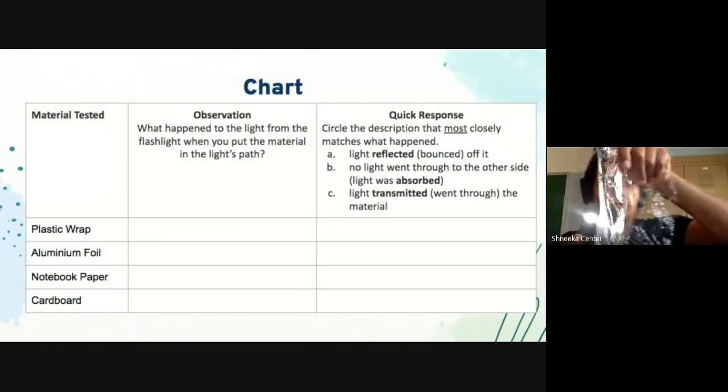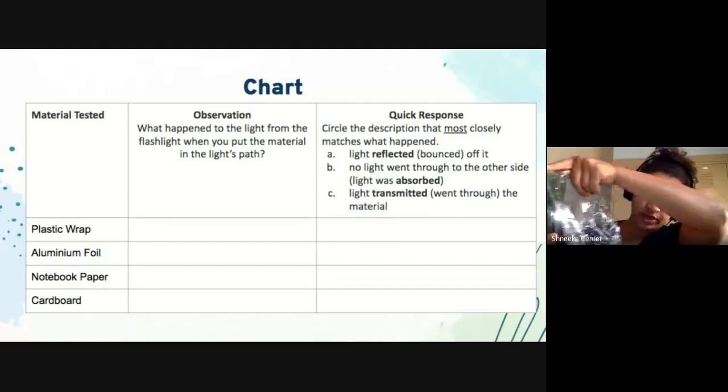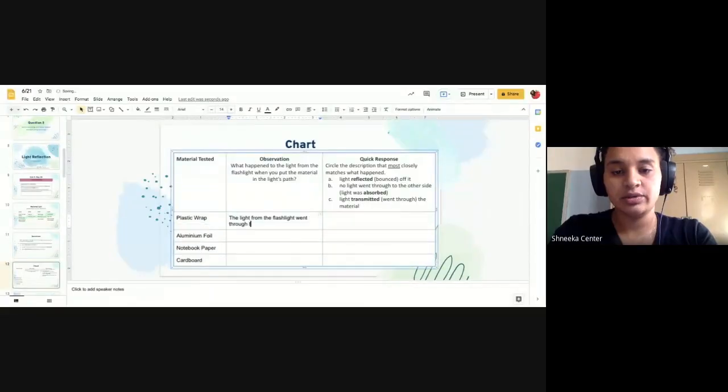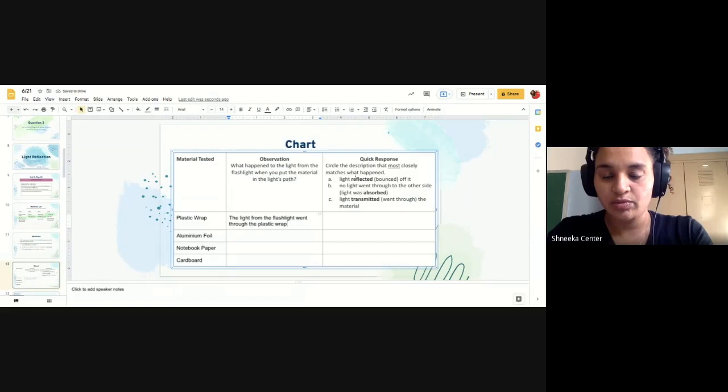So looking here, it looks like the light is going through because I can see it on the other side. So my observation, what happens to the light from the flashlight when you put the material in the light's path? So the light from the flashlight went through the plastic wrap. So now I'm going to look over here to see which answer most closely is connected to my own answer. So I am going to put C, light transmitted or went through the material.